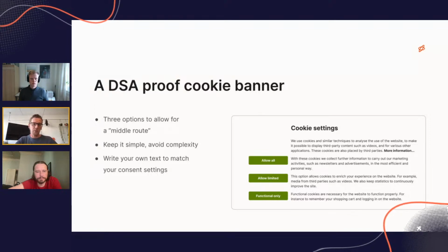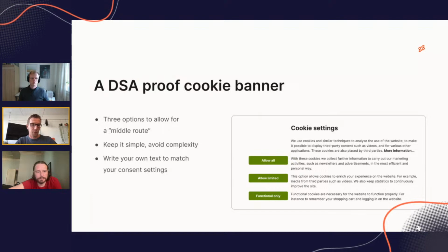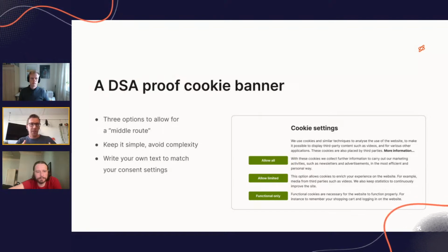So the reason we chose for a cookie banner with 3 settings, well, the functional setting only is a logical choice. Maybe the allow all option is also a perfect choice, but we think a middle choice, which actually enables some cookies, is also a very good way to go about things.